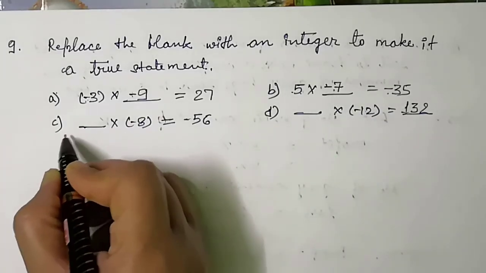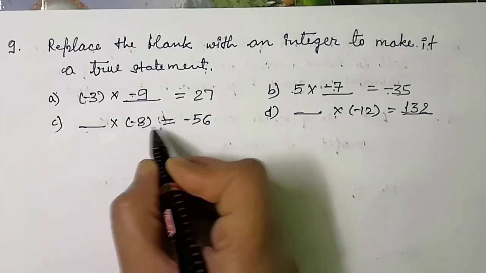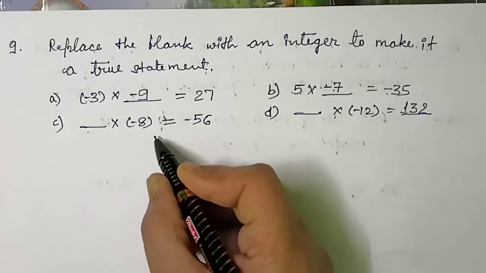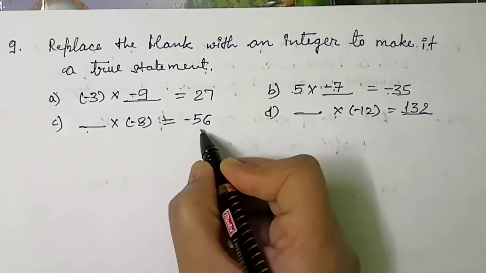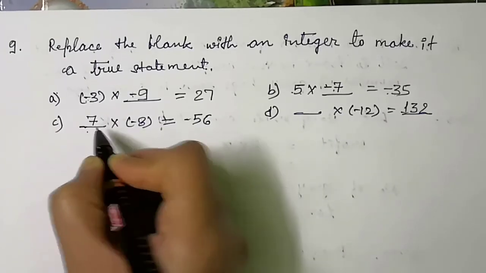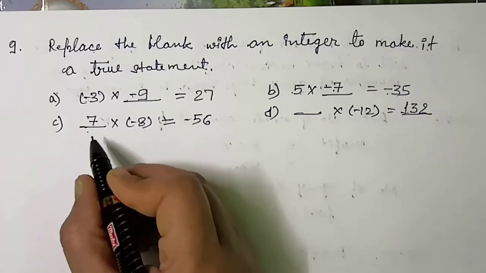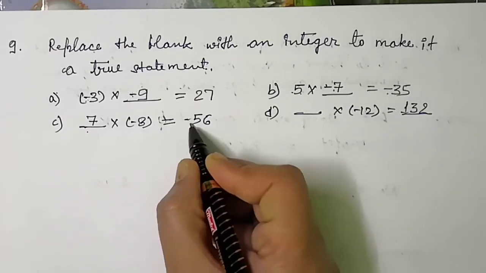Now let's come to C. Blank into minus 8 is equal to 56. Now again you remember the table of 8. In how many eights do we get 56? 7. Yes, then we put 7 here, and see plus minus will be minus. So there is no need to write negative here, because we are already getting minus.